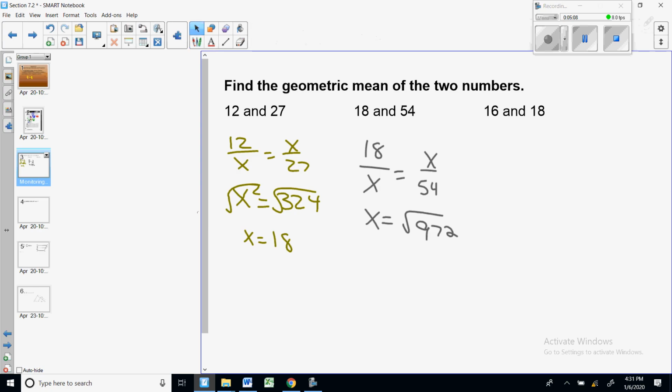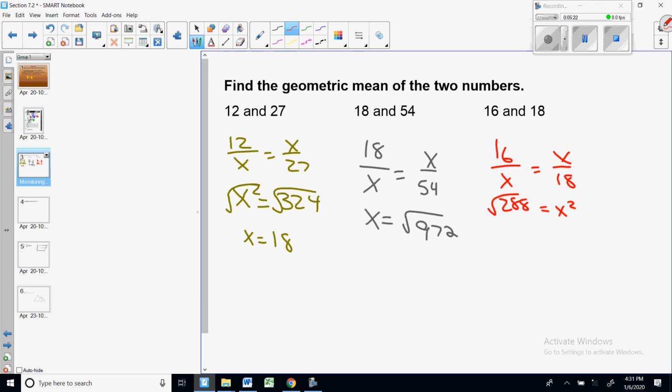And for our last numbers, again, 16 and 18. So we have 16 over x equals x over 18. When we cross multiply, 16 times 18 is 288. That does not come out even, so we're going to take the square root of that and just leave that as our value for x. Any questions there with our geometric means?